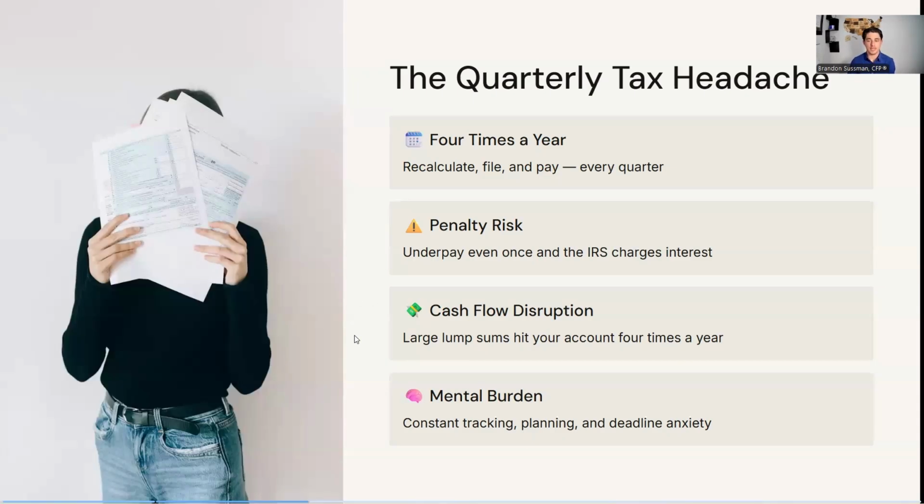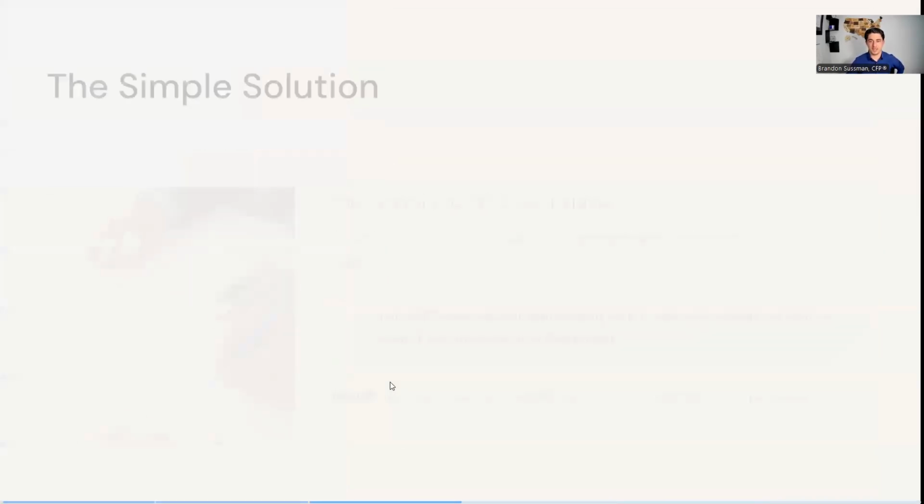Also, it is a big cash flow disruption. A lot of people will set aside, say, 30% of their income into an account for taxes. So you have to move all this money into an account every month or every time you get paid. Then you liquidate that account to pay the quarterly tax bill, start it all over again, and rebuild it back up. So it's just this big process that we don't want to have to deal with. And it's a mental burden to be keeping track of this, making sure that you're setting aside enough money and trying not to have any penalties or miss any deadlines. We don't want to have to deal with that.